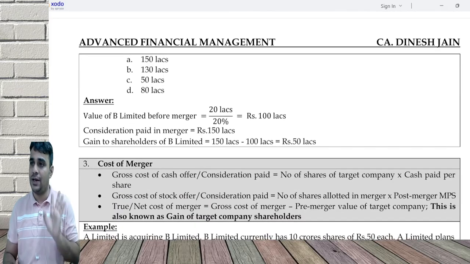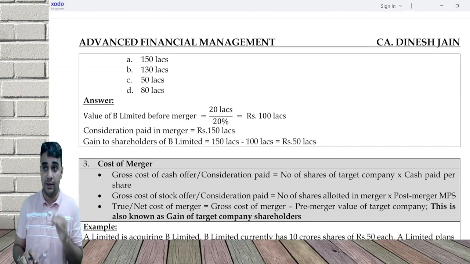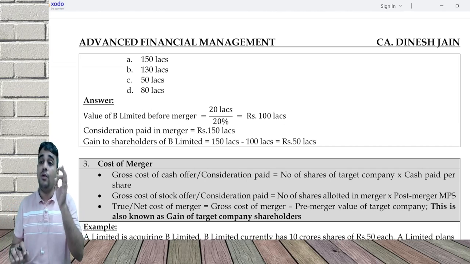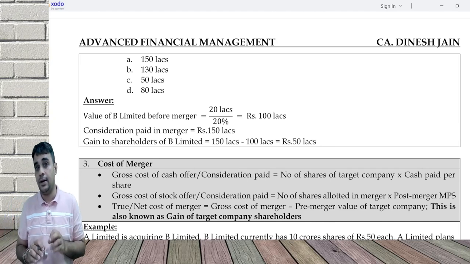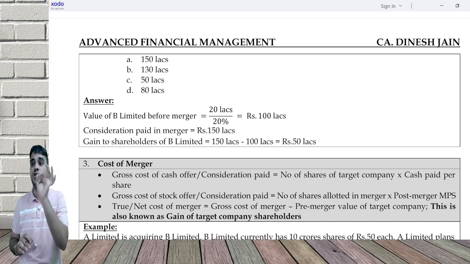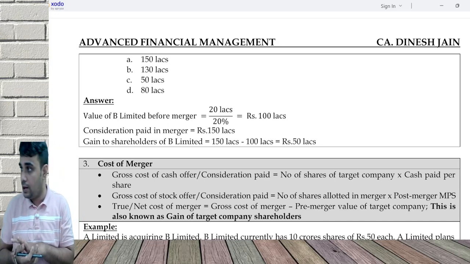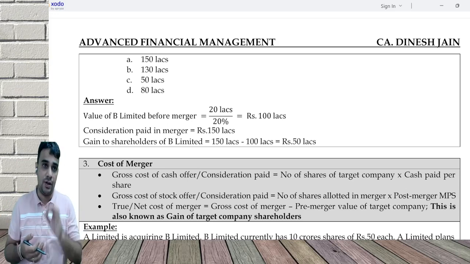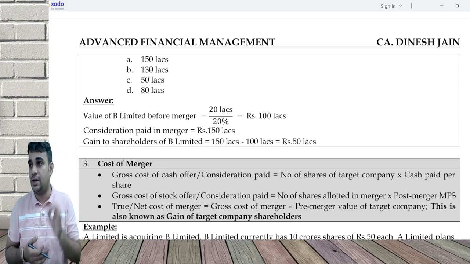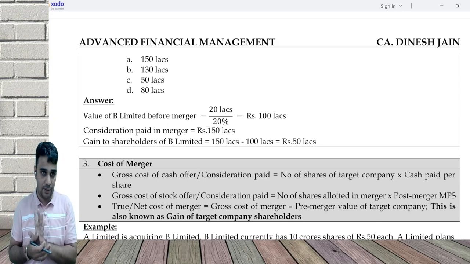This next example you can see at home, but the examples are very good in the merger chapter. When you see these examples, it will test a lot of your understanding. Now, what is the consideration I'm paying? Consideration I pay is called gross cost of merger. There's another thing called net cost of merger or true cost of merger. I'll explain that in some time.